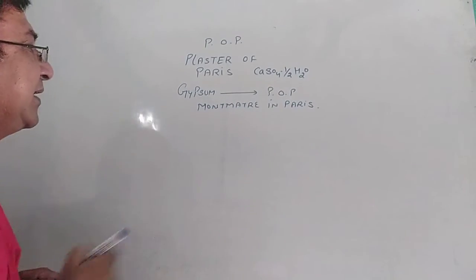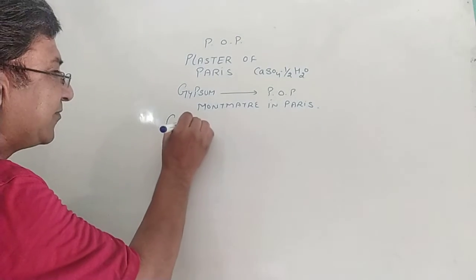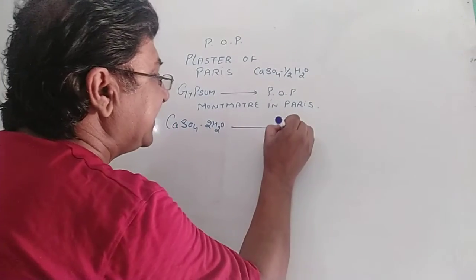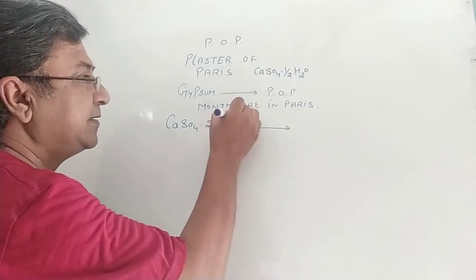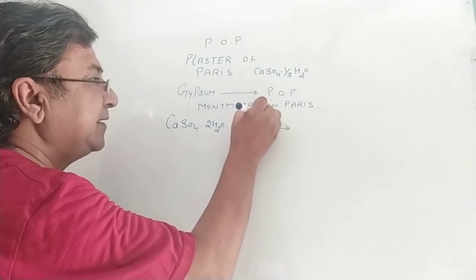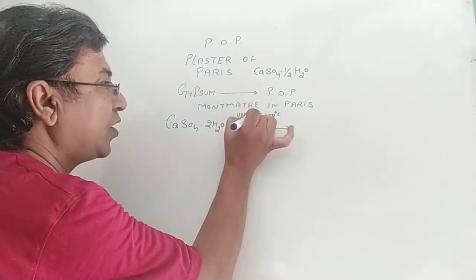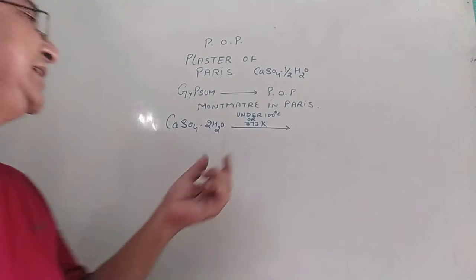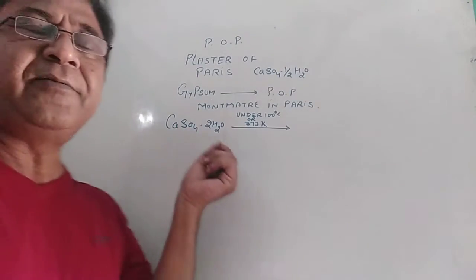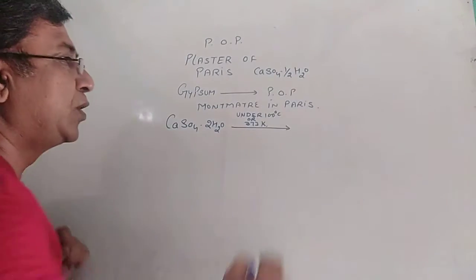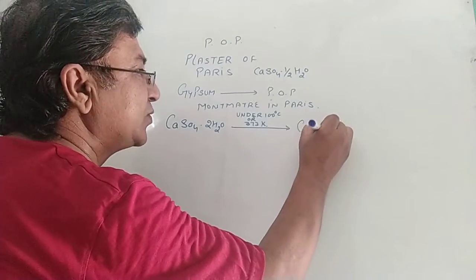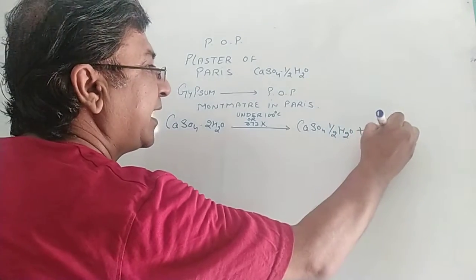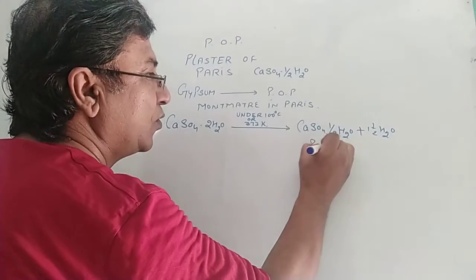From gypsum to POP. What is gypsum? Calcium sulfate dihydrate is gypsum. When it is heated at 100 degrees Celsius, or we can say 373 Kelvin, 1.5 molecules of water evaporate to give calcium sulfate hemihydrate. This is POP.